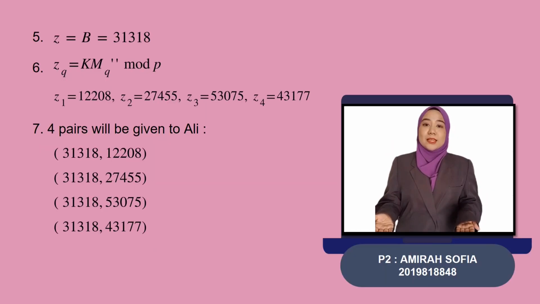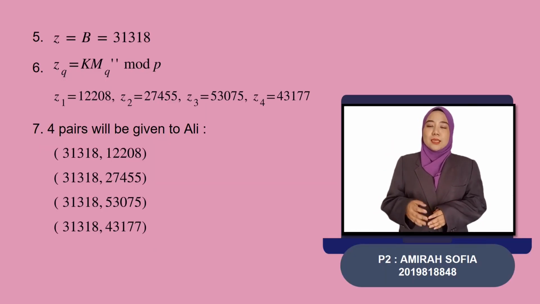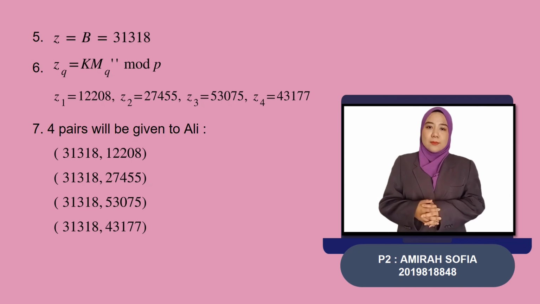The sixth step in encryption is to compute Z, which is equal to 31318, that is the same value as B. And the sixth step also computes Z1, Z2, Z3, Z4 by using the equation of ZQ. Then Bina sends 4 pairs of Z and ZQ to Ali.